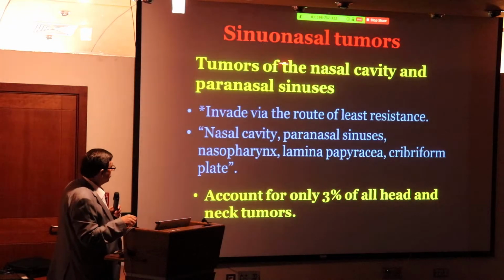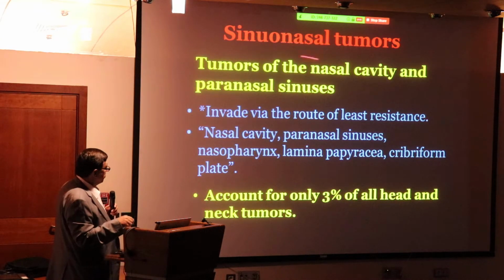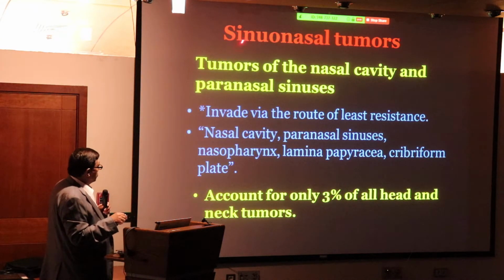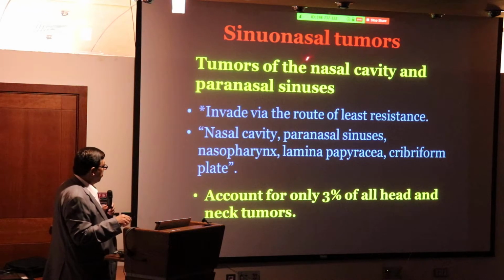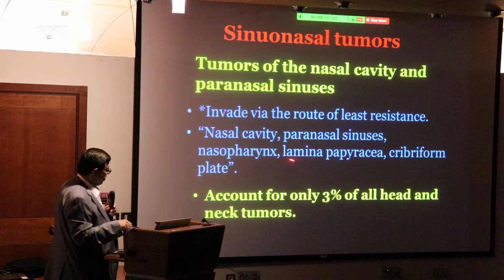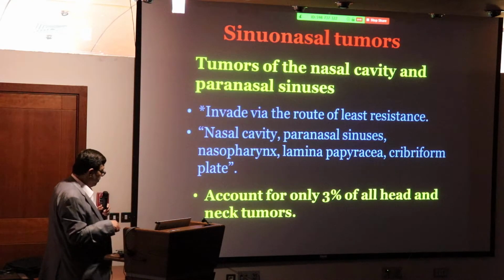So these are grouped together as sinonasal lesions or tumors. Why are they called so? Sinuses and nasal: the nasal cavity and paranasal sinuses are involved. They are lumped up as one sinonasal tumor. They like to invade via the route of least resistance, so they go into the cavity, the paranasal sinuses, the nasopharynx, lamina papyracea, cribriform plate, and so on.